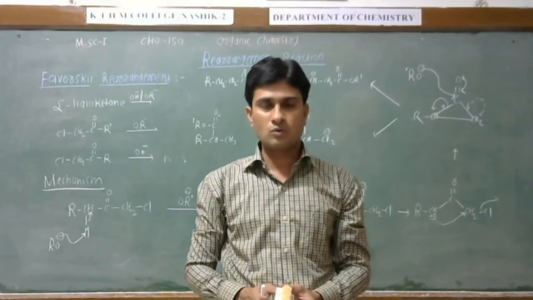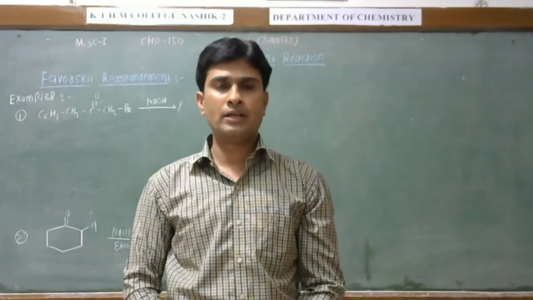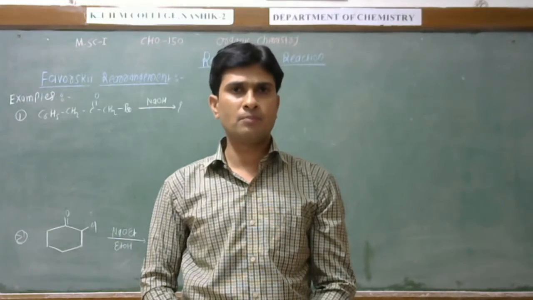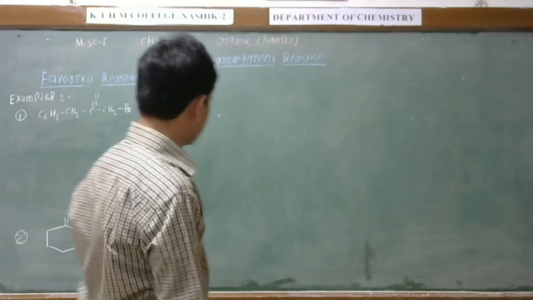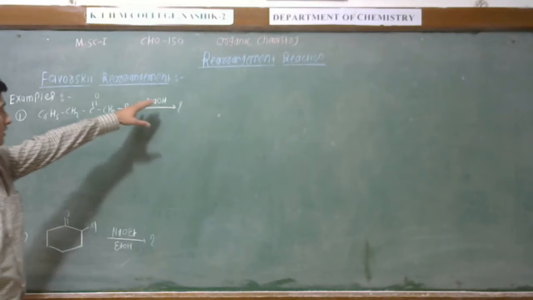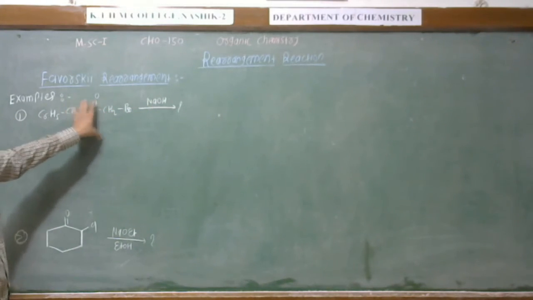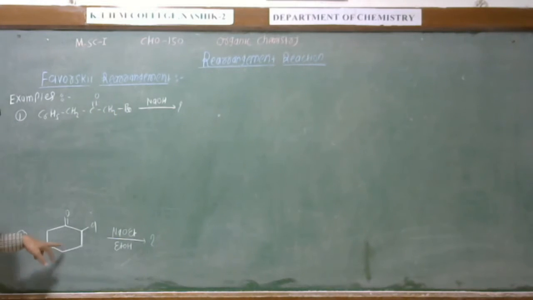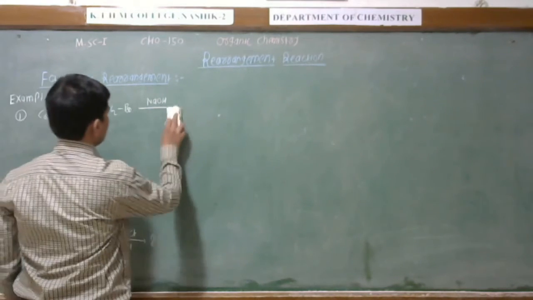Let us now discuss examples of the Favorskii rearrangement. Friends, on the board I have taken two examples. In the first example, here is an alpha bromo ketone, which reacts with sodium hydroxide. In the second, an alpha chloro cyclic ketone reacts with sodium ethoxide in ethanol used as a solvent. So let us first discuss the first example.